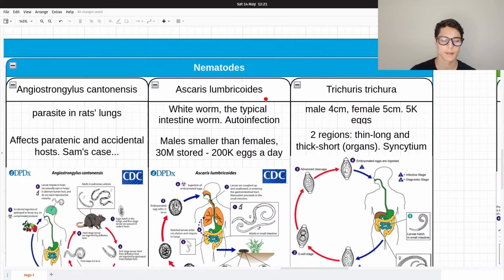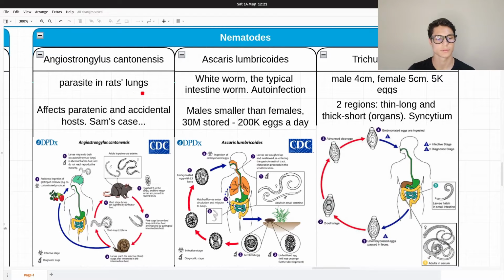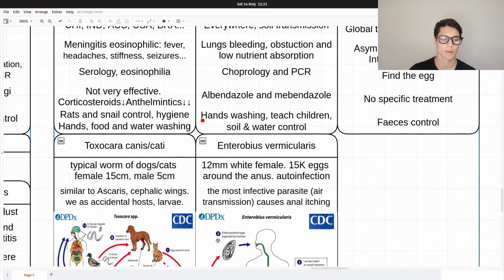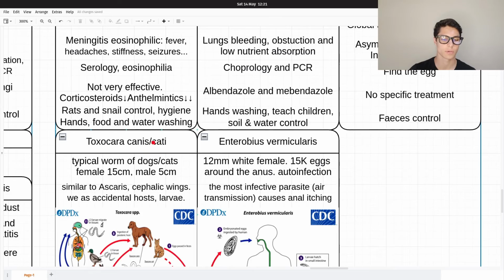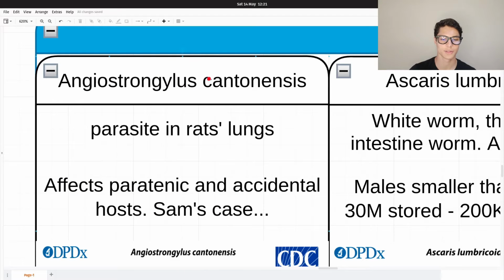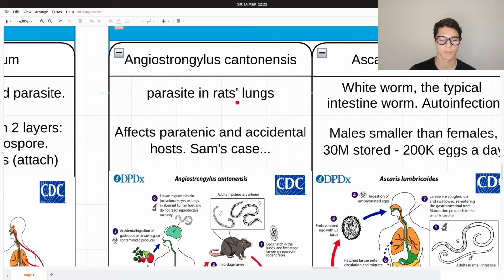Moving on, we have the nematodes. These were the roundworms. We have Angiostrongylus cantonensis, Ascaris lumbricoides, Trichuris trichiura, Toxocara canis or cati, and Enterobius vermicularis. We're going to start with Angiostrongylus cantonensis. This is a parasite in rats' lungs.